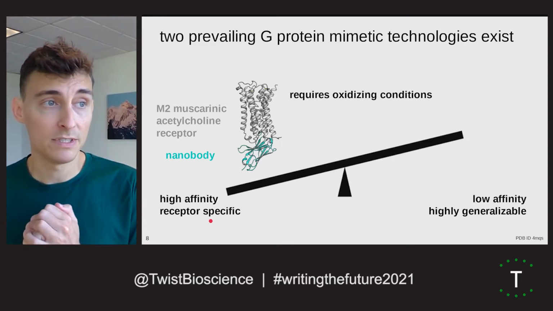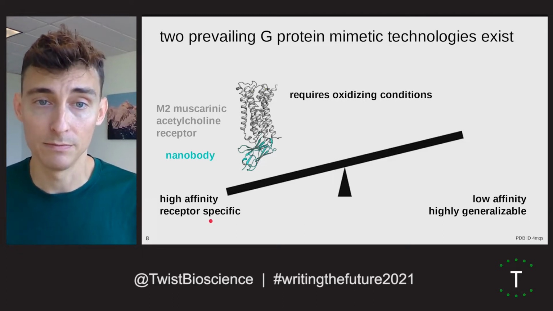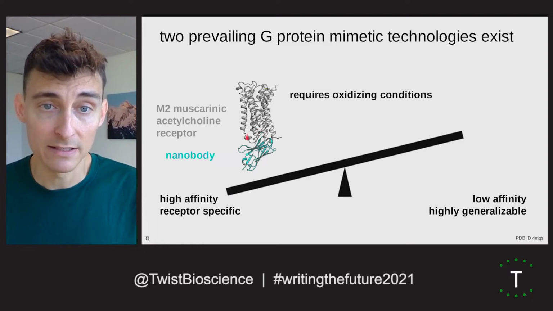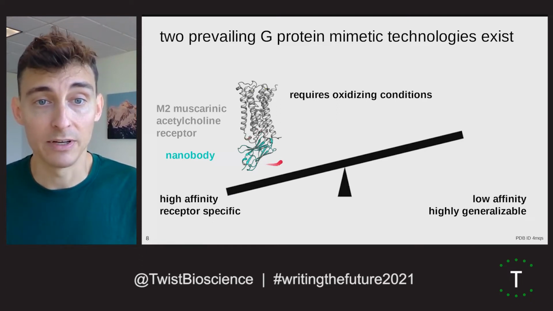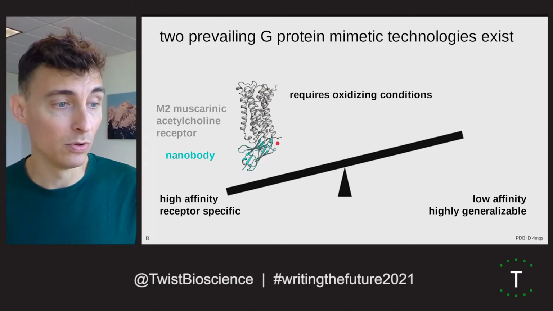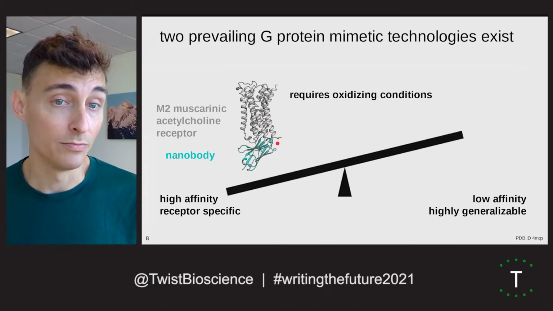But if you want to have a single platform technology that you can apply to many different GPCRs, this becomes problematic. It's also incredibly challenging to raise these nanobodies. There's often a unique discovery campaign that has to be performed using an existing small molecule ligand in order to find the nanobody that binds to the intracellular surface. So it's not a very general tool if you wanted to, say, create a mimetic for an orphan receptor where you don't have a known ligand.